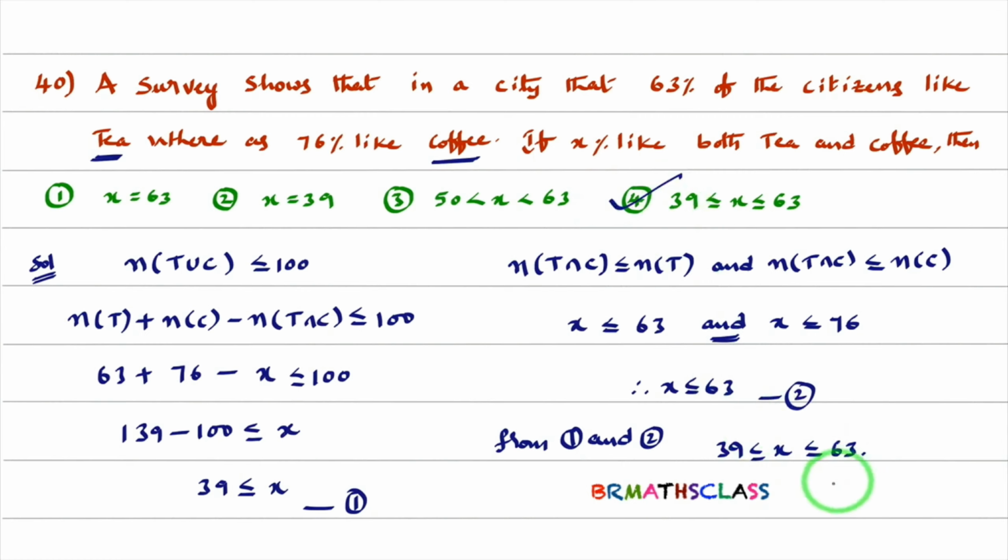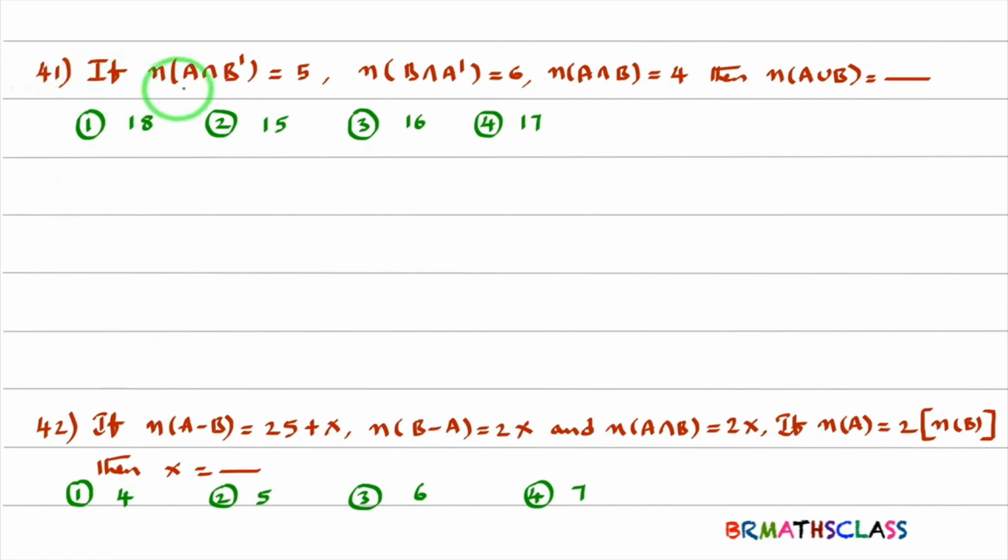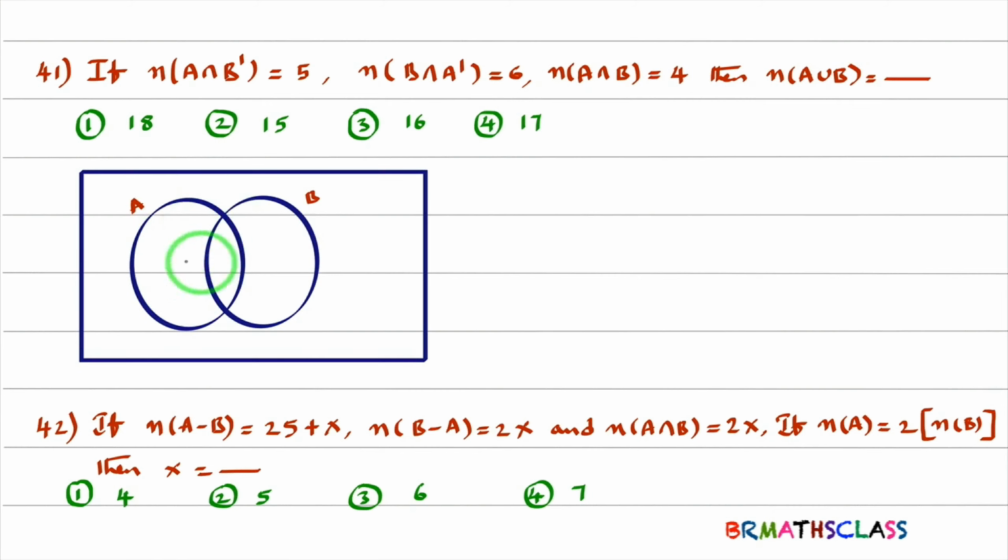I hope you understand this problem. If N of A intersection B dash is 5, N of B intersection A dash, meaning A complement here, N of B intersection A complement is 6 and N of A intersection B is 4, then what is N of A union B? We can easily understand this with the help of the Venn diagram. You observe this Venn diagram. In this, you can see three parts. This is the first part, this is the second part, and this is the third part.